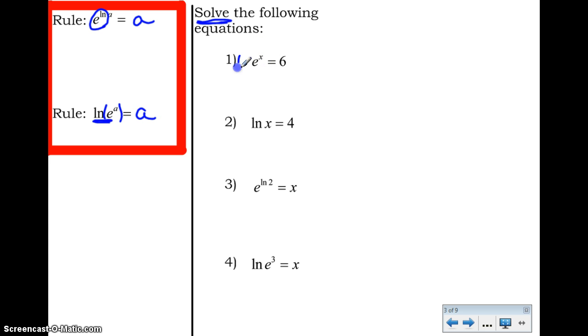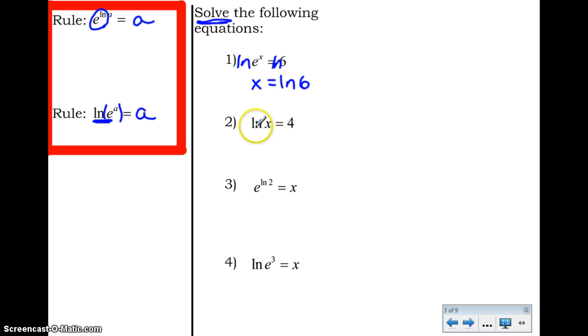So what I'm going to do is go ahead and take the natural log of the left-hand side. But anything I do to one side, I must also do to the other side. So I now have ln and e next to each other, just like in this rule. So now I'm only left with the exponent. And x is equal to the natural log of 6. This is appropriate to leave as an answer, but I can also put the ln of 6 in my calculator and get a decimal.